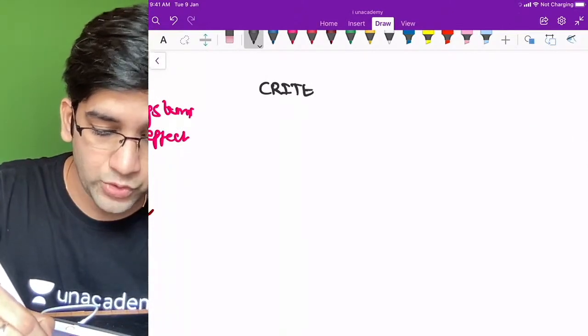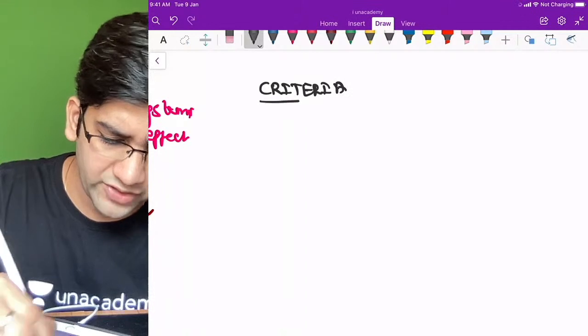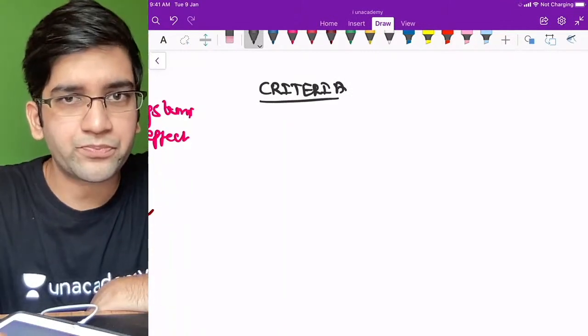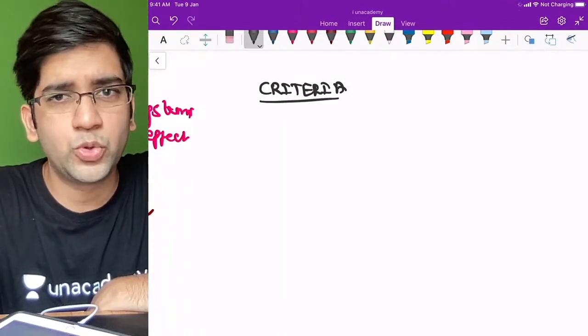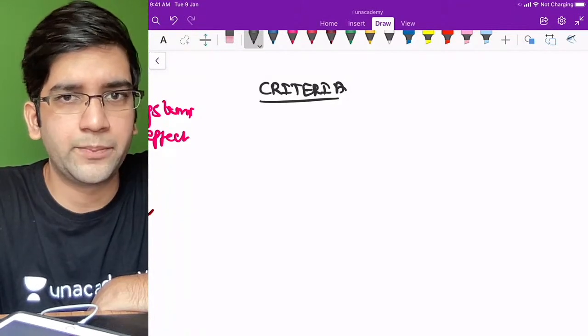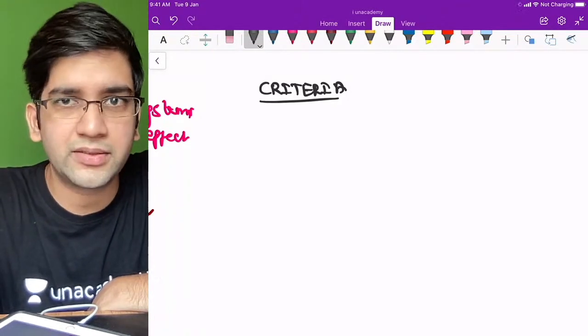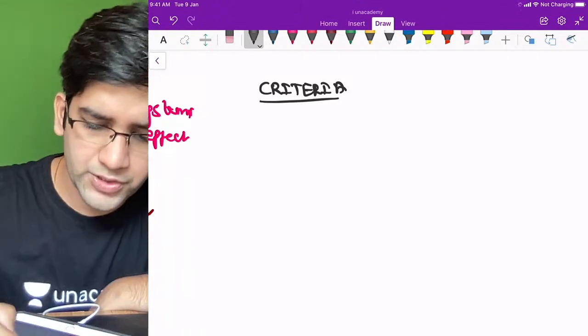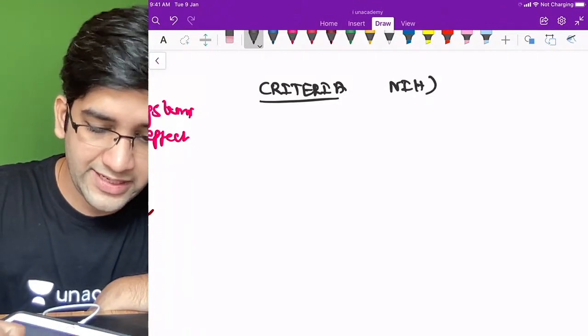The criteria of NF2 has evolved a lot. The criteria of NF1 has always been more or less the same. There are a few things which you have to note very carefully in the criteria. We look at them. It's the criteria provided by the National Institutes of Health for NF1, neurofibromatosis, right? NIH has laid down the criteria.